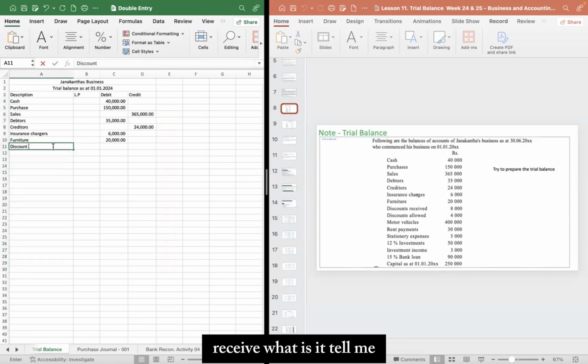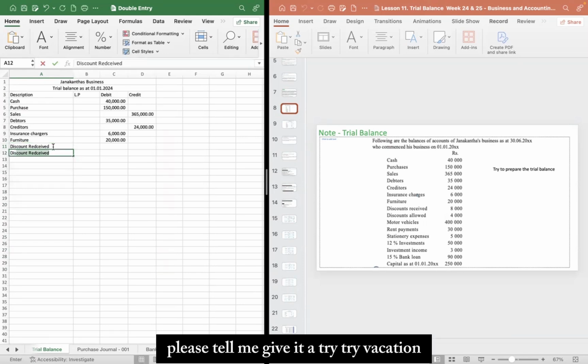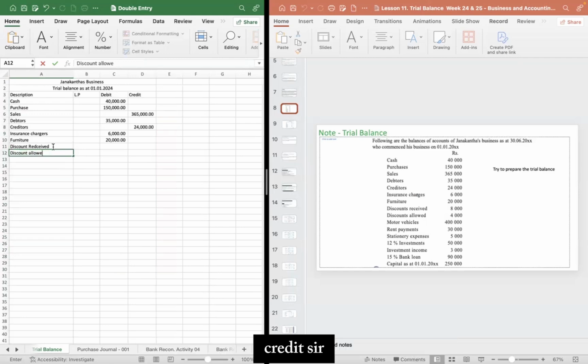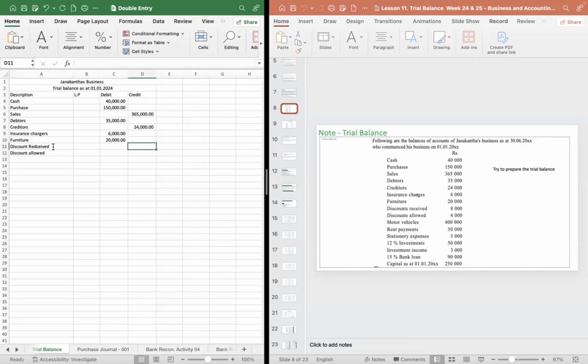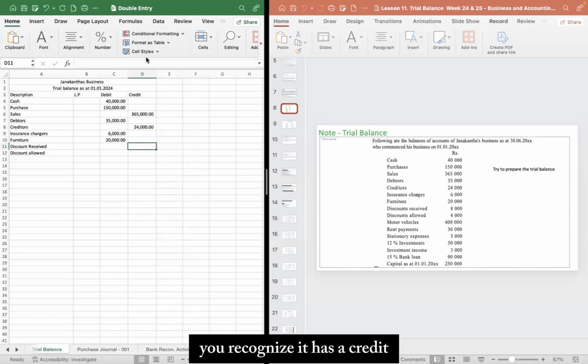Discount received. What is it? Please give it a try. Rikesh and Omera, give it a try. What is the accounting element? Credit, sir. It's correct, credit. And what is the accounting element? Income, exactly. So it is an income. When you have an income account, you recognize it as a credit.